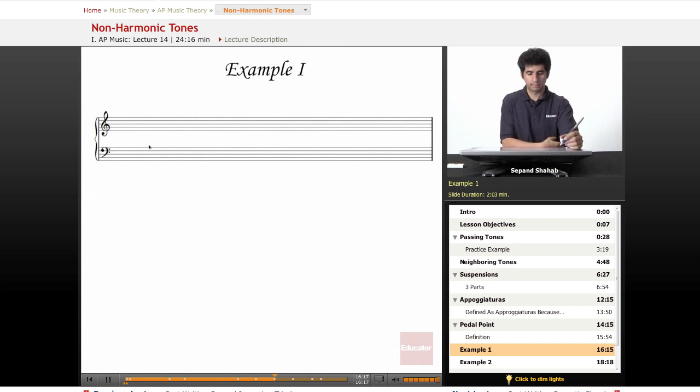Okay, for some practice problems, let's practice embellishing some chord progressions with non-harmonic tones. So let's say we have just a simple 1, 2, 6, 5, 1.